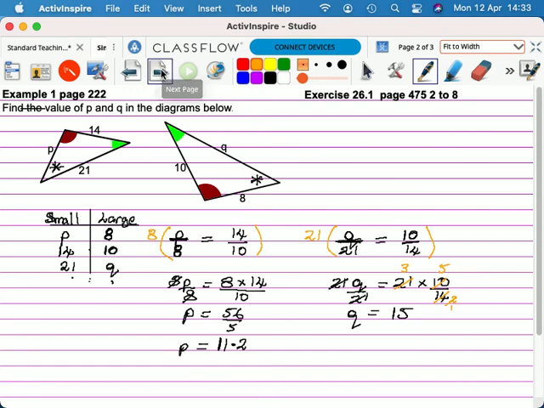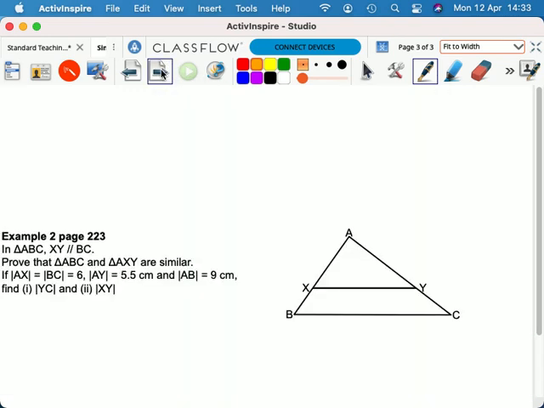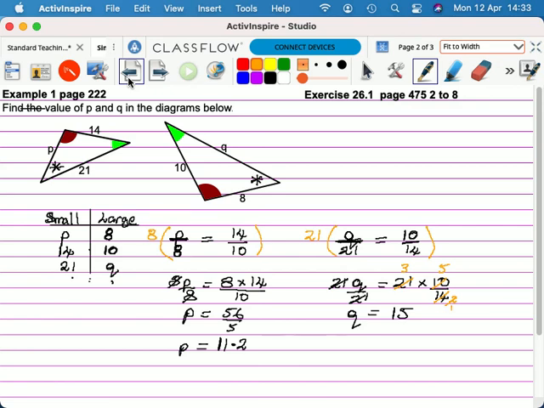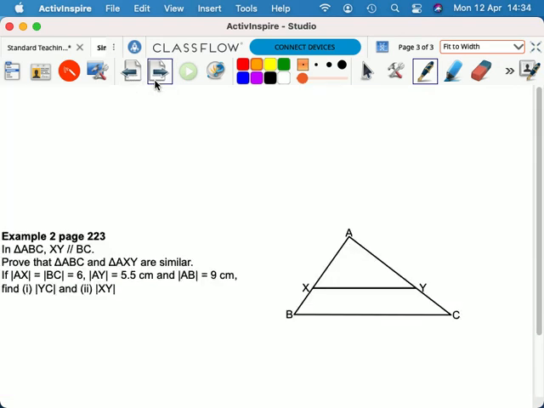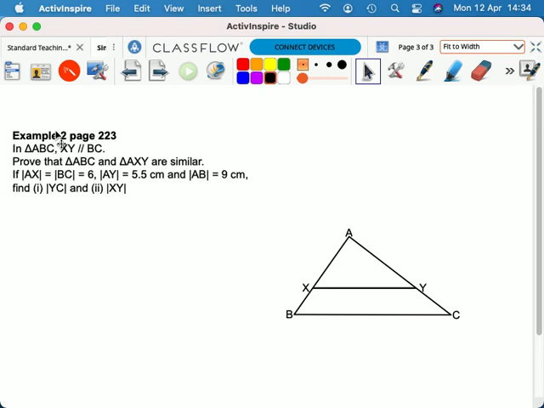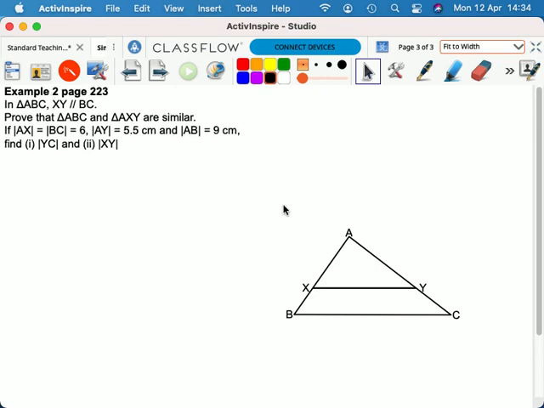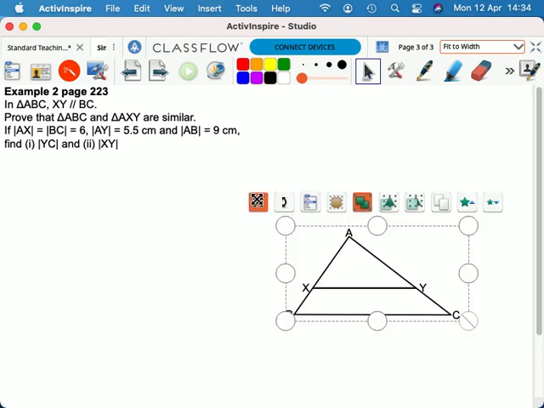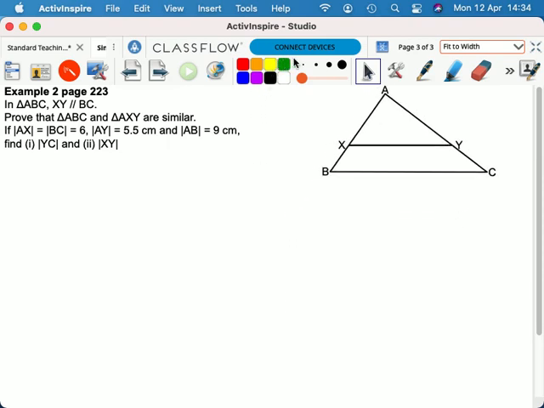Now, before we go on to do that, okay. Let's have a look at example 2. Now, the only thing that's confused me about example 2 is why is it halfway down the page? So let's just push it up to here, and we'll actually just quickly do this.